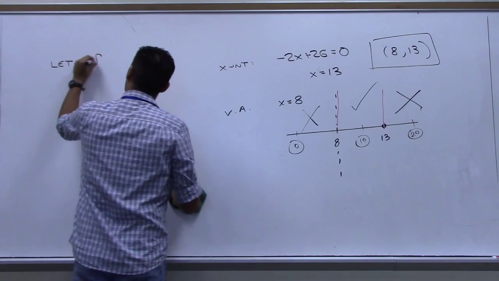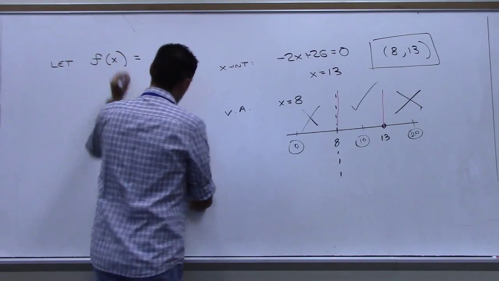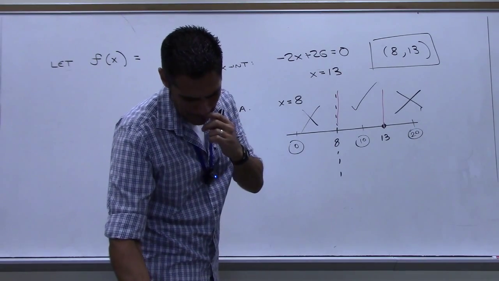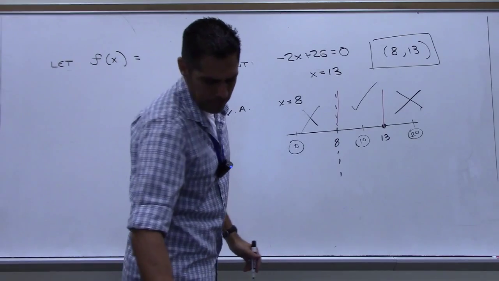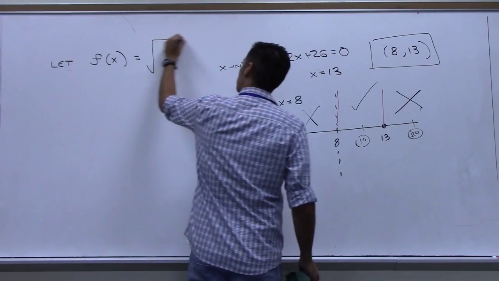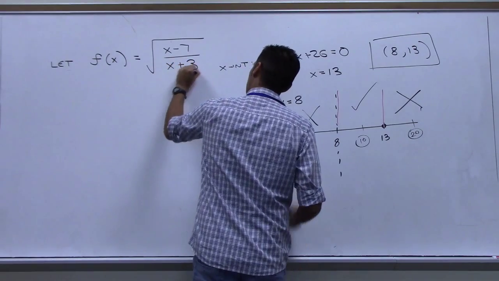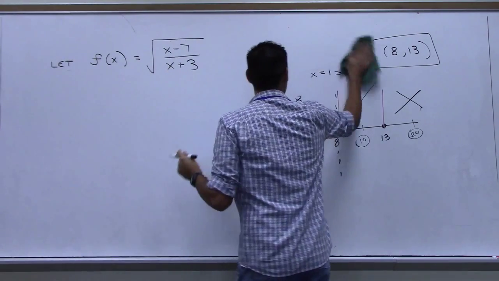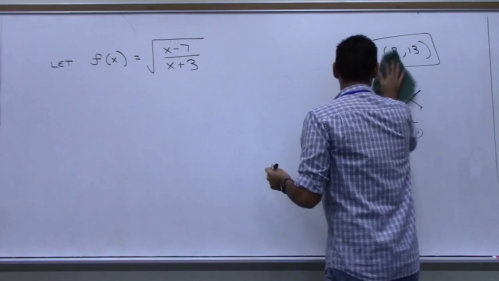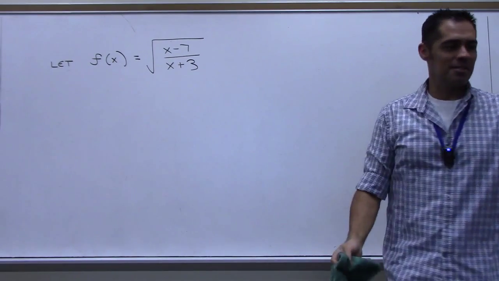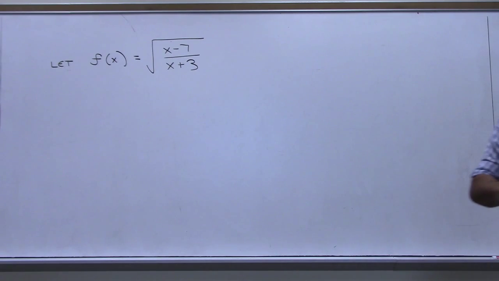Let f of x be equal to the square root of x minus 7 over x plus 3. Hey, well, hold on. What is wrong with you? I wasn't going to do this, but you were saying it was easy. No, I'm kidding. This is like a homework problem. Now look.